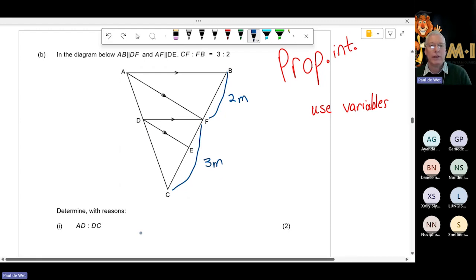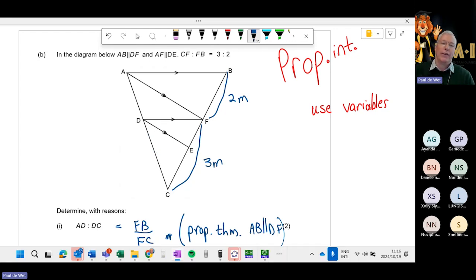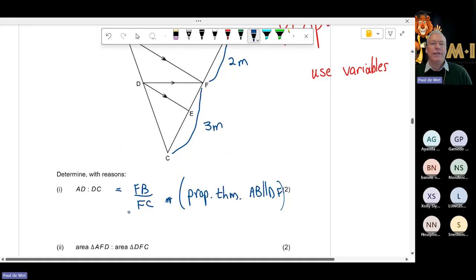AD over DC is equal to FB as to FC. What's your reason? Proportionality. Okay, so you're saying the proportionality theorem. Are you saying anything else? I think AB parallel to DF. Yes, certainly you have to put which lines are parallel. So AB parallel to DF. Okay, great. And so what is that ratio?